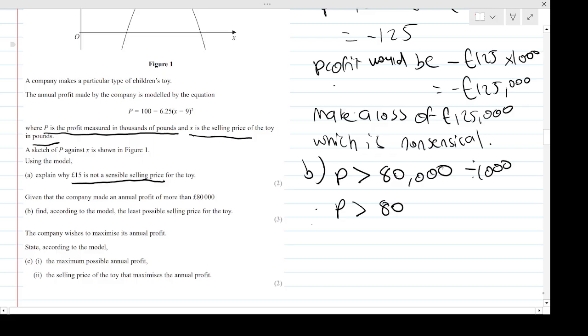Okay, so that's why underlining the units of everything is important. Okay, so P is greater than 80. Well, we know what P is. P is going to be 100 minus 6.25 of (x minus 9) all squared. Because remember, it's asking for the least selling price. Selling price is to do with x, okay? So we need to put that greater than 80.